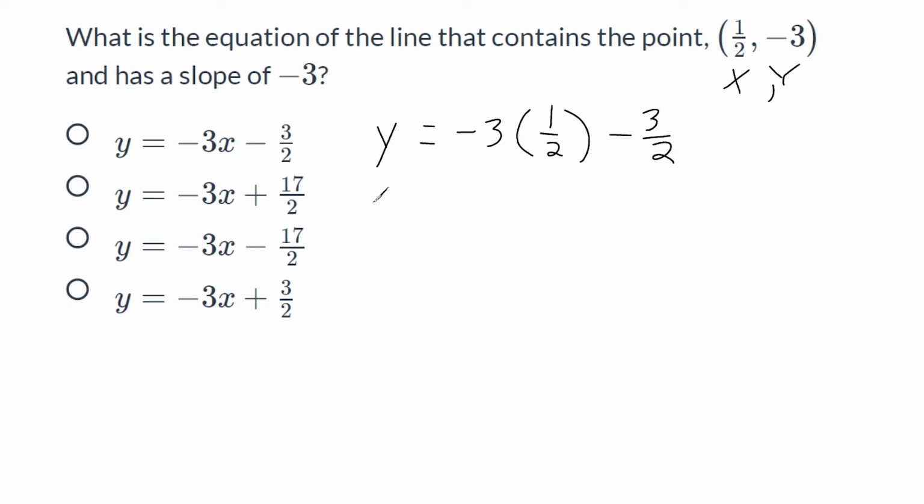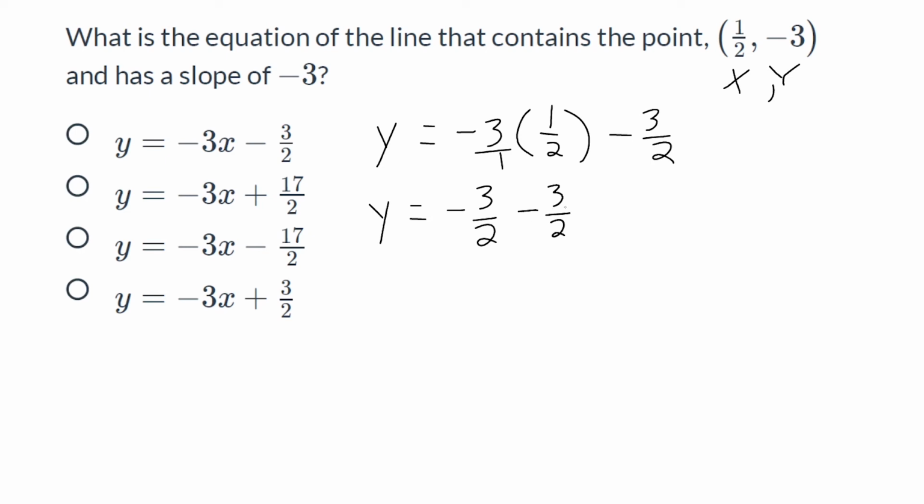All right, so let us go ahead and multiply -3 times 1/2. That would give us a product of -3/2. Remember, when multiplying a whole number by a fraction, just turn the whole number into a fraction by putting a 1 at the bottom. So the numerator is just -3 times 1, which is -3, and the denominator is 1 times 2, which is 2. Now we just bring down this minus 3/2.